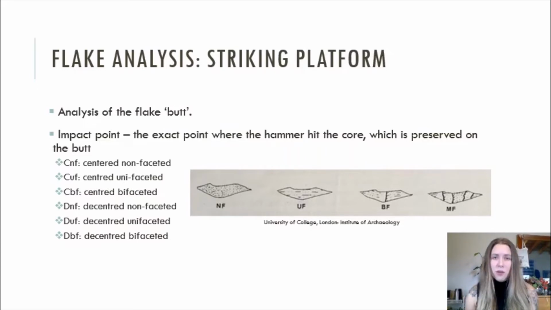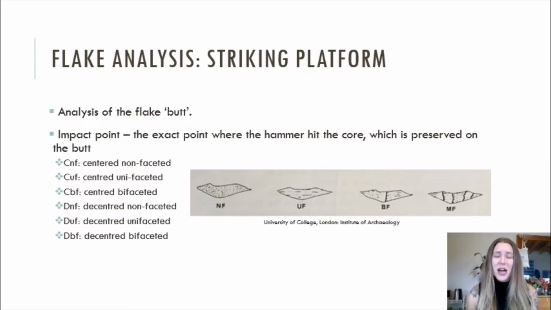But we're going to be starting from the bottom, looking at the butt of the flake or the striking platform. So there are a few features to identify, the first being the impact point, which is the exact point where the hammer hits the core. This should be preserved on the striking platform and is generally the area from which the bulb emanates.